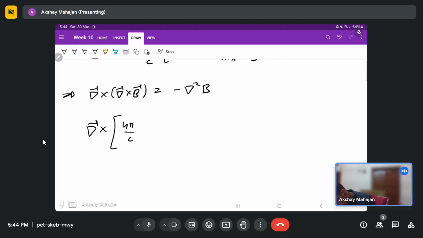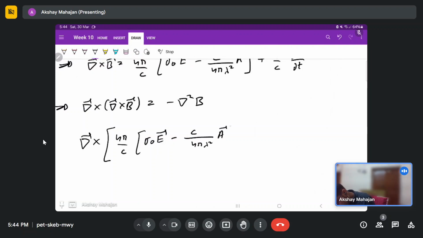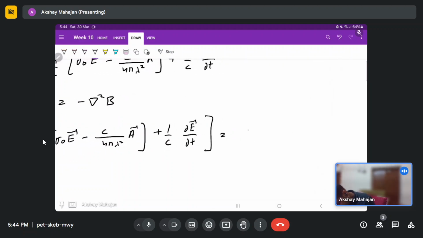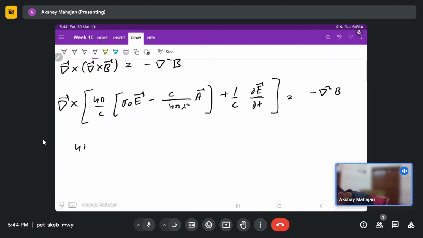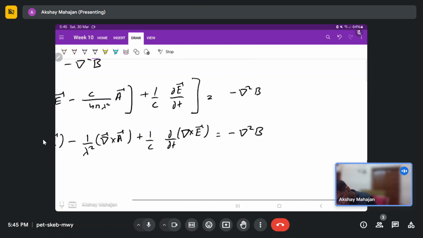Taking the curl of the expression, which is 4 pi C sigma naught times E vector minus C upon 4 pi lambda square times A vector plus 1 by C del E vector del T, that should be equal to minus del square B. So from here we get 4 pi C sigma naught, that will be common, curl of E vector minus 1 by lambda square curl of A vector plus 1 by C del by del T of curl of E vector, equal to minus del square B. Let's say this is our equation number 1.